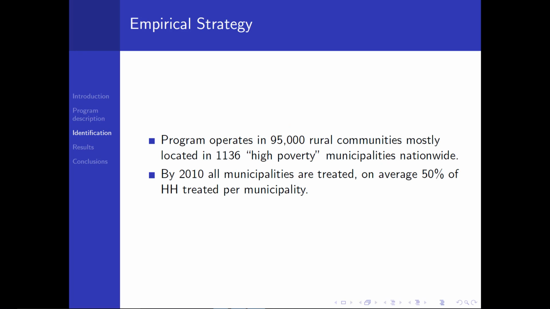Okay, so a little more background. The program operates in 95,000 rural communities. These are mostly located in what are called high poverty municipalities.